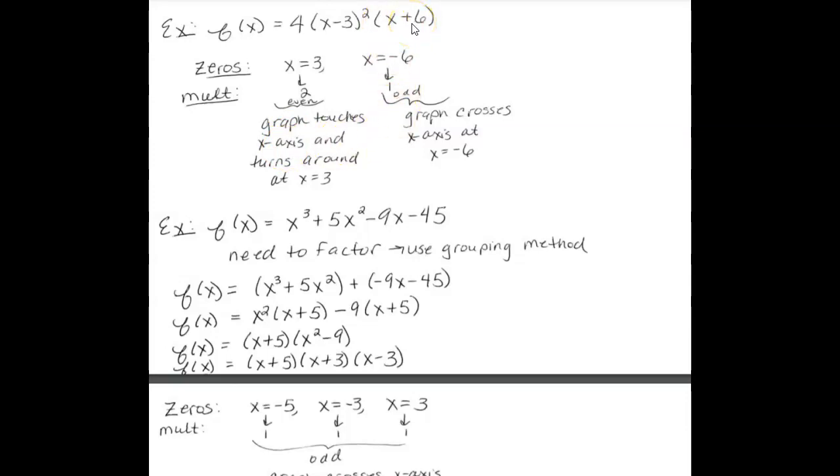This factor, x plus 6 set to 0, would lead to x equals negative 6. Its exponent would be a 1. If there's no exponent written, it is assumed to be a 1, so its multiplicity is 1. That's an odd number. So for odd multiplicities, the graph crosses the x-axis at that x value, negative 6.